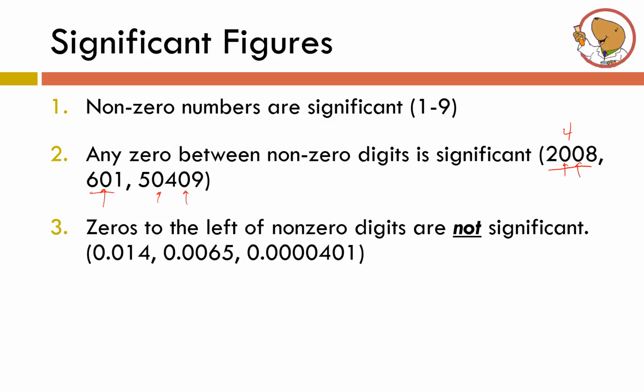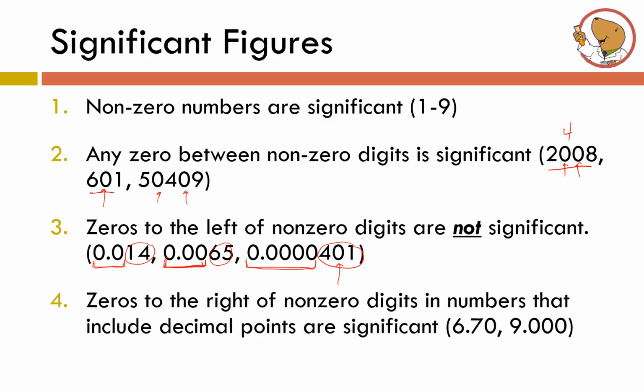When we have numbers that are less than 1, the zeros that are to the left of non-zero digits are not significant. This happens a lot when we're talking about numbers that are less than 1. These leading zeros up at the front are not significant. So in the case of this first one, there's only 2 sig figs. 2 sig figs again in the second one. All 3 of these are significant because here we've got a zero that's sandwiched in between 2 non-zero digits.